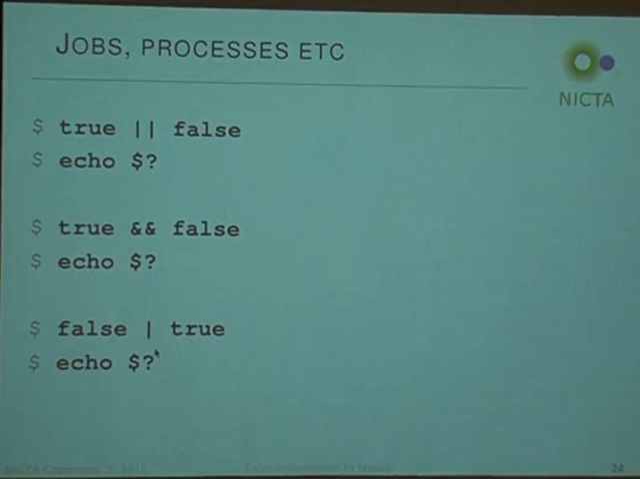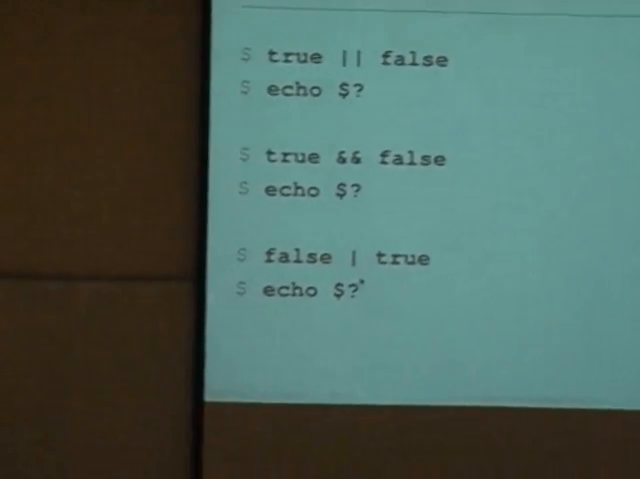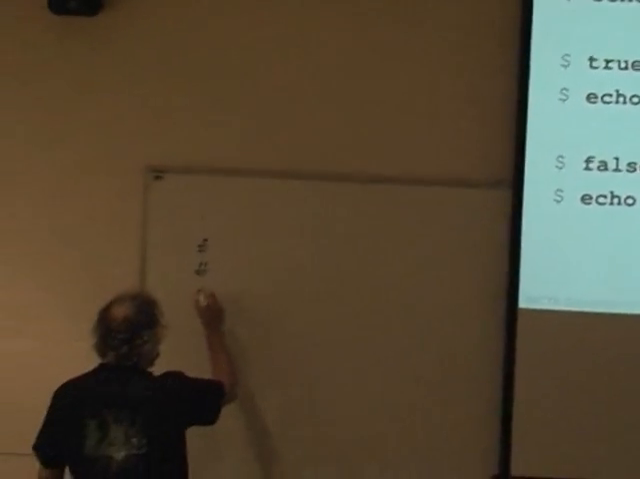Back in the System 5.4 days, true was funny. It was a shell script, right? Back in those days, the shell script marker wasn't a hash bang, it was just a semicolon, something like that. So it had that, and then it had a big, big copyright notice.